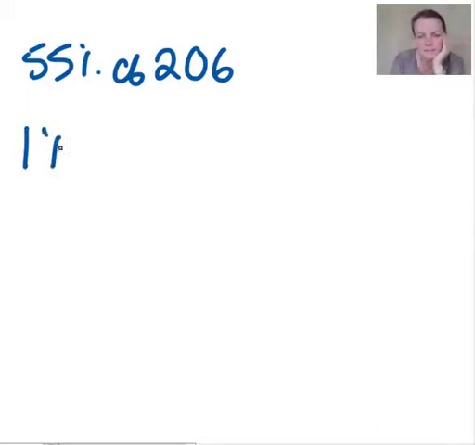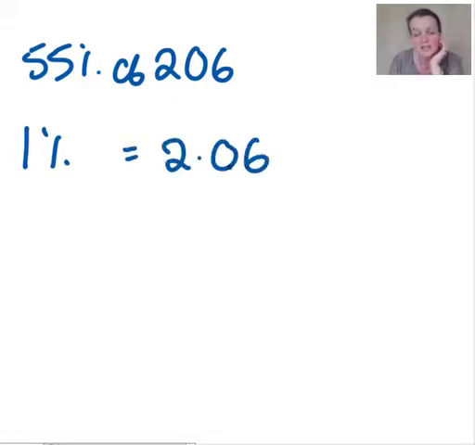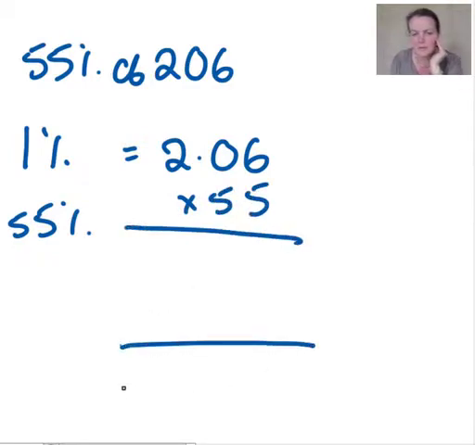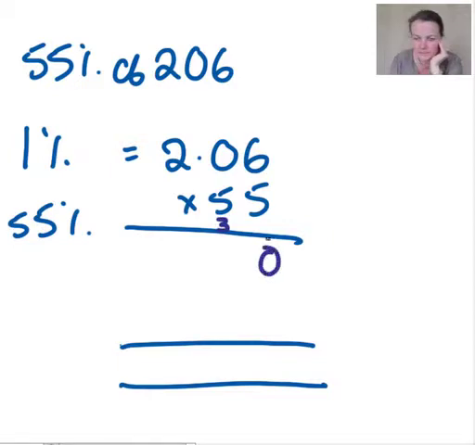Let's find 1%. 1% equals 2.06. We wanted 55%. Multiply this side by 55. Multiply that side by 55. Big equals, little equals. Off we go. 6 times 5 is 30. 0 times 5 is nothing plus the 3. 2 times 5 is 10. 0 down. It will be the same going along here.